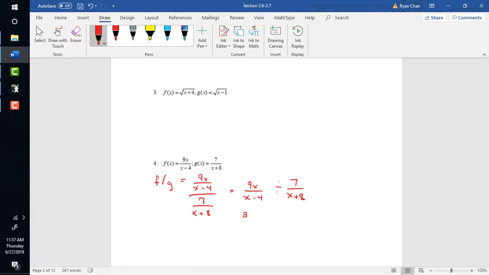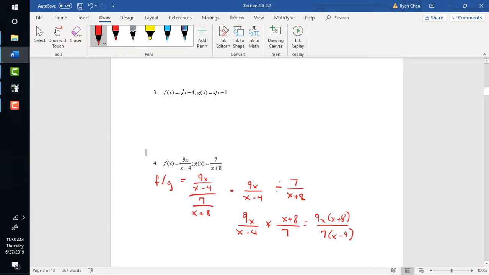Then, as usual, flip my second fraction, which means I multiply by my reciprocal, and I'll distribute. Technically you can leave your answer like this. You don't really need to actually distribute this, I believe. So this should be fine, and we'll just leave it like that right there.